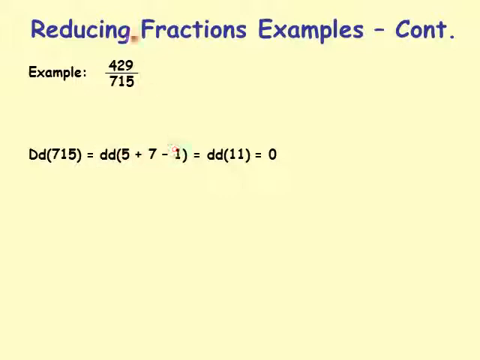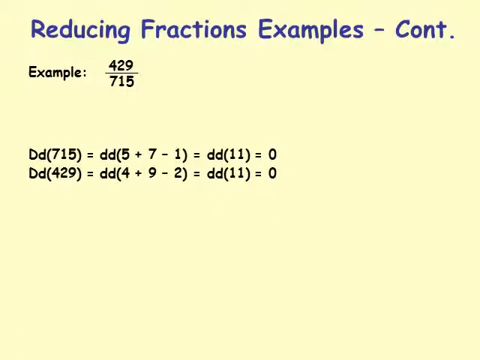The digit difference of 5 plus 7 minus 1: 5 and 7 is 12, minus 1 is 11, and this is more than 10, so we do it again. 1 minus 1 is 0, so the digit difference of 715 is 0. That means the denominator is divisible by 11.